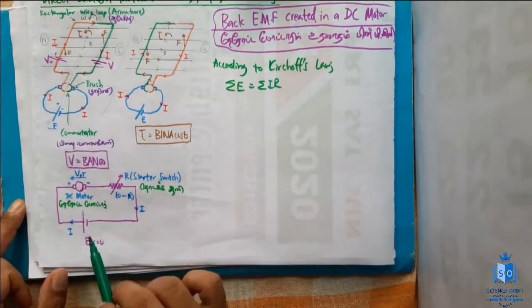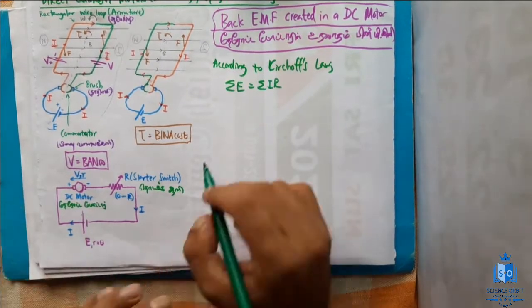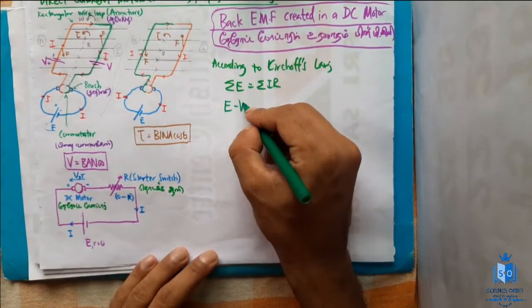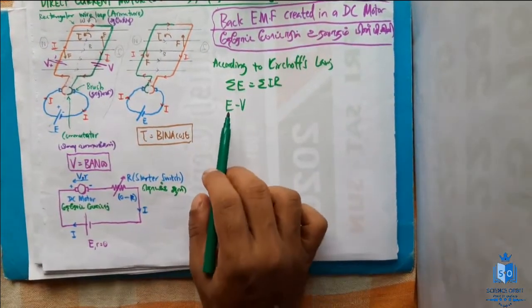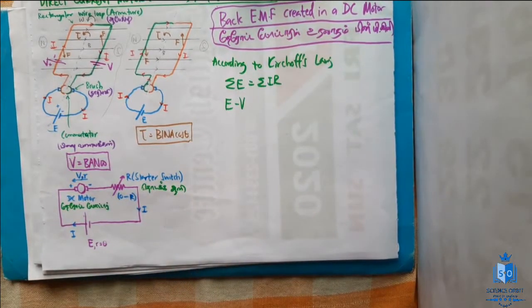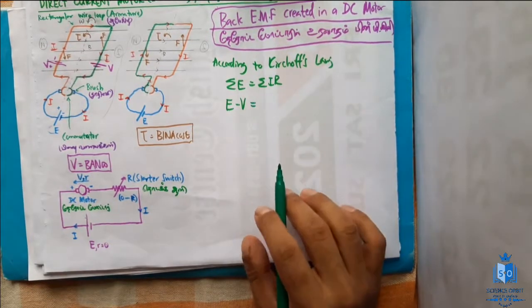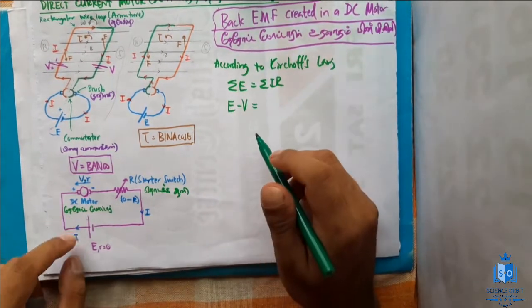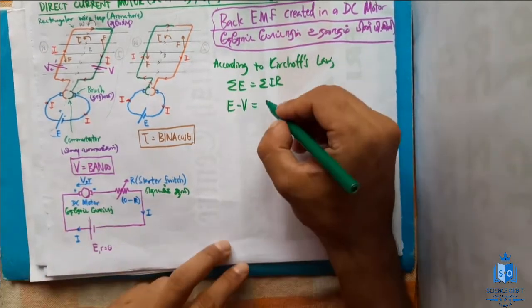Alright, fine. Now when you apply Kirchhoff's law for this one, it's going to be E minus V. I hope you understood that. E is the electromotive force of the main cell, V is the back EMF which is created in the opposite direction, and equal to, now we have I and r, so I will just write I r.